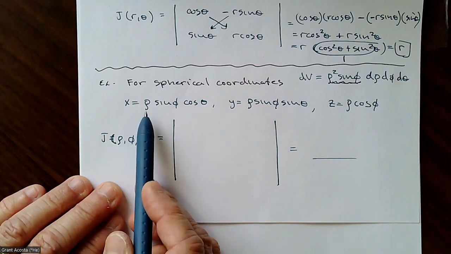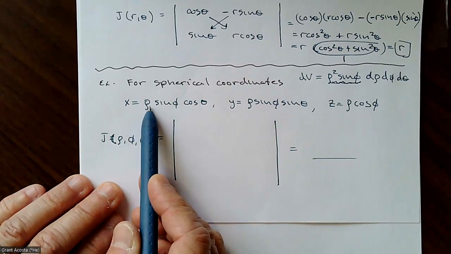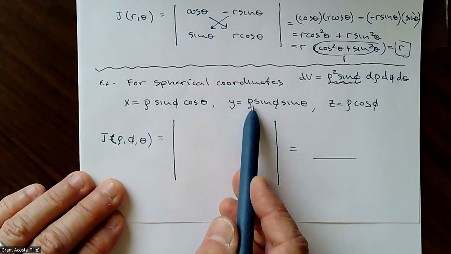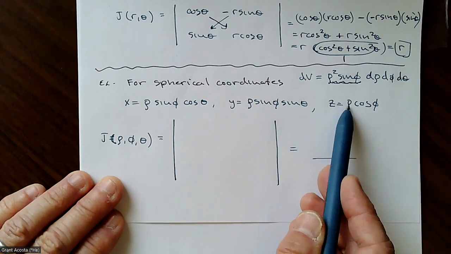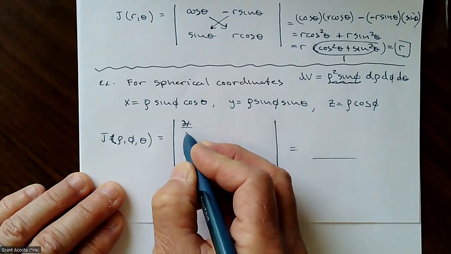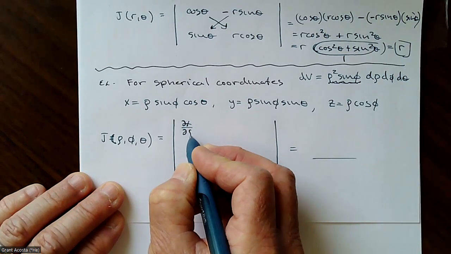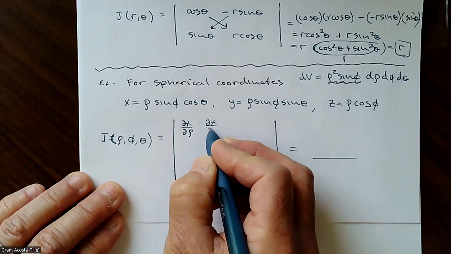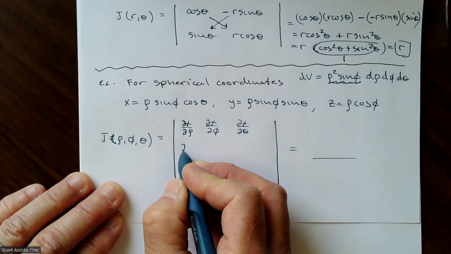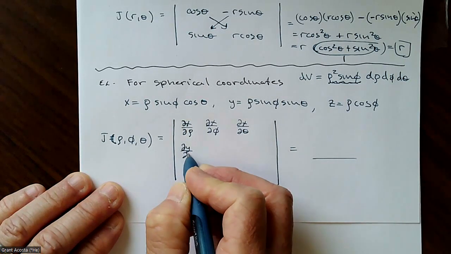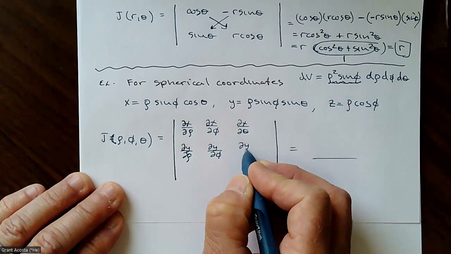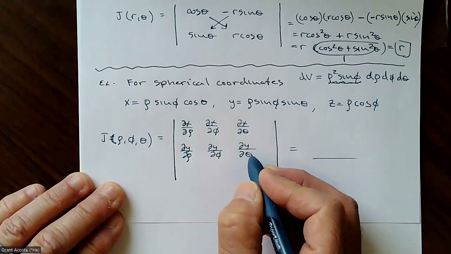So if you have 3 substitutions, because we're replacing X with rho sine phi cosine theta, Y is rho sine phi sine theta, and Z is rho cosine phi, then I would need to do the partial of X. It would be a 3x3 determinant. Partial of X with respect to rho, partial of X with respect to phi, partial of X with respect to theta, for all 3 of my variables. And this would take a little while. This is good practice to do, to actually take these partials. You'd have 9 of them to do.